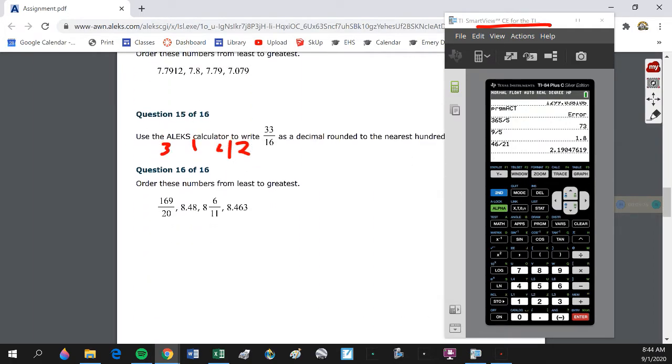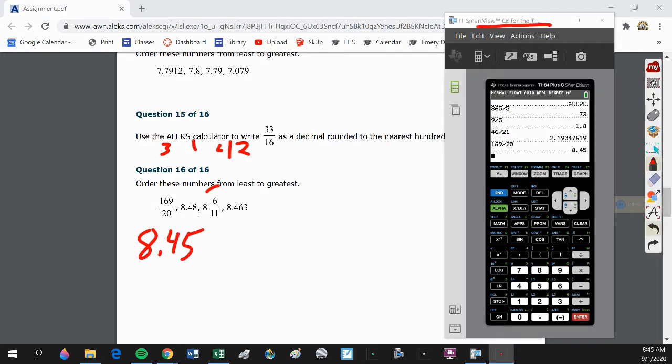Okay. Of course, like on number 16, you're going to need to convert those two to decimals. So 169 over 20 is easy. That's 8.45. How do I convert this into a decimal? So it's going to be 8 point. What's the decimal portion? Right, 6 divided by 11.